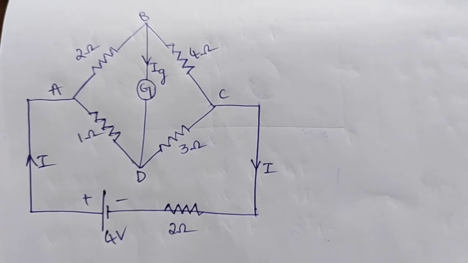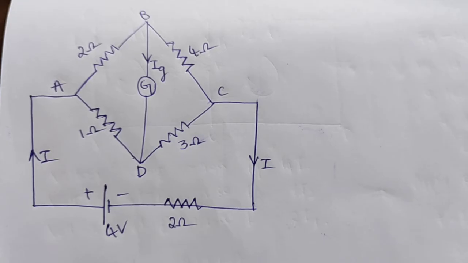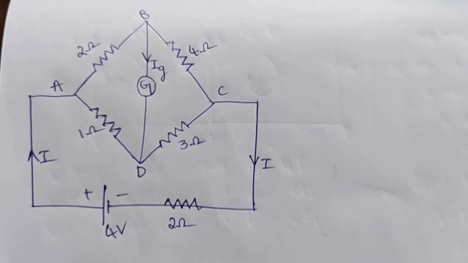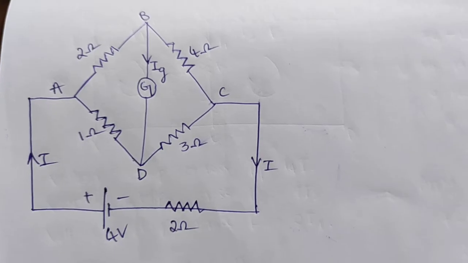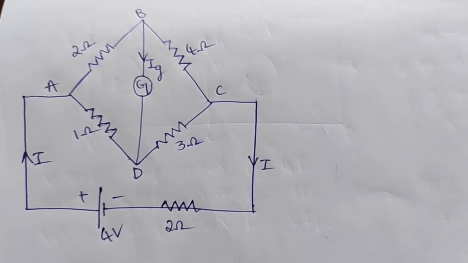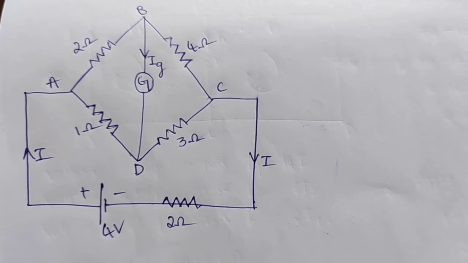Here the 4 resistances are connected in a bridge, and a 2 ohm resistor is connected to the voltage source directly. The 5 resistances are 2 ohms, 4 ohms, 3 ohms, 1 ohm and 2 ohms. The voltage source supplied to this circuit is 4 volts. The direct current from the voltage source is I.